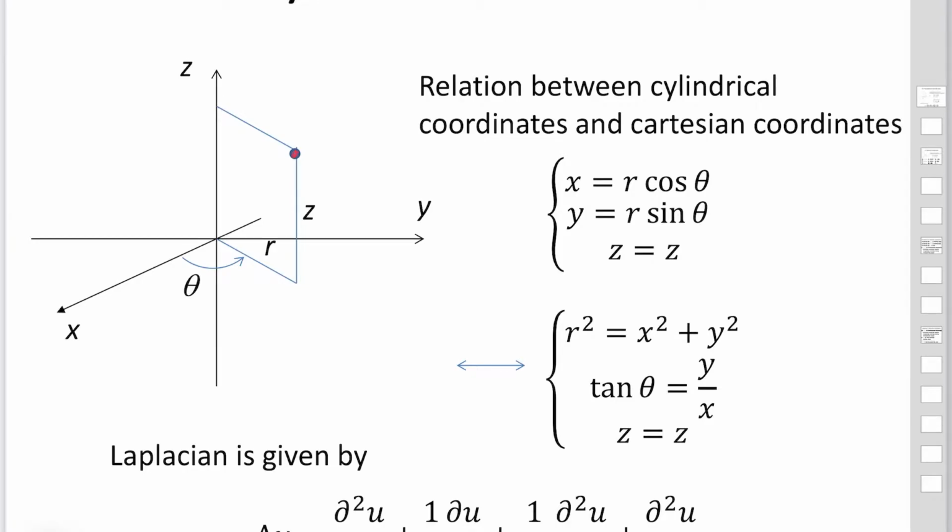On the xy plane, r is the distance from the center to the projection point on the xy plane. So x is equal to r cosine theta, y equals r sine theta. And we just add the z coordinate to the polar coordinate. This is the cylindrical coordinate.